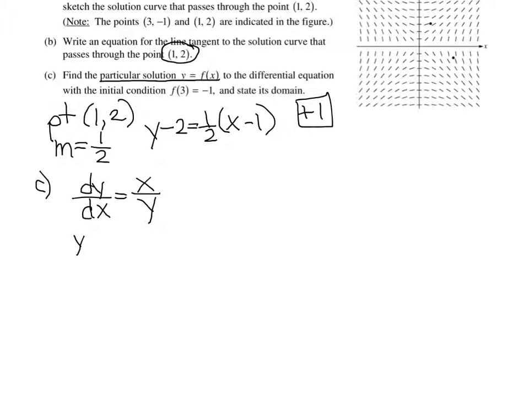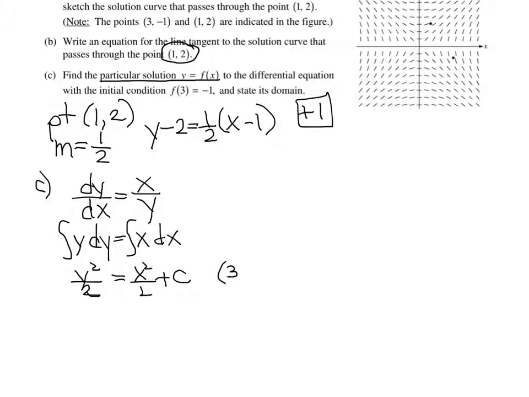So I'm going to separate first. So y dy equals x dx. So that is worth 1 point. Now I'm going to take the integral of each side. So that's integrate. So I get y squared over 2 equals x squared over 2 plus c. Now that's worth 2 points. Now we're going to use the value given, which is (3, -1), and we're going to solve for c. So separate, integrate, add the c.